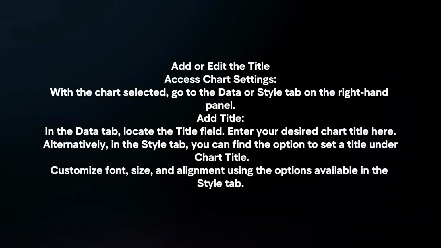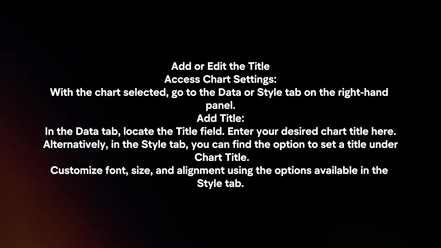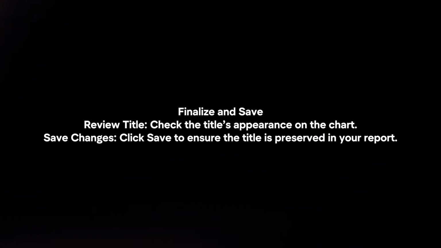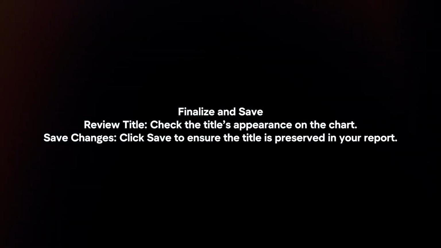Customize font, size, and alignment using the options available in the Style tab. Finalize and save. Review title. Check the title's appearance on the chart. Save changes. Click Save to ensure the title is preserved in your report.